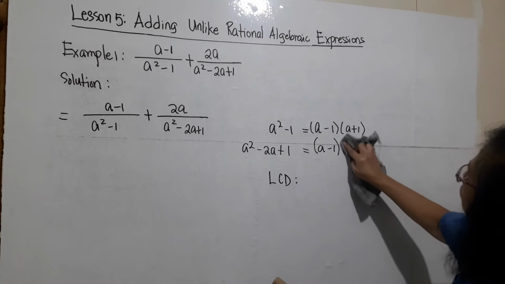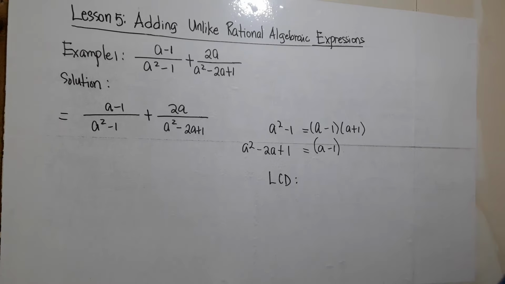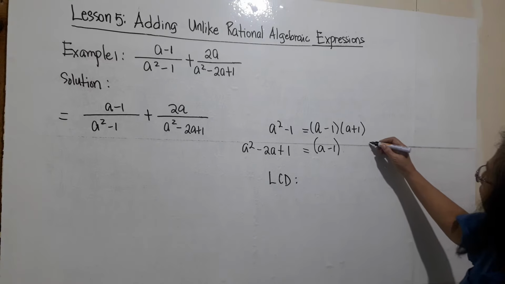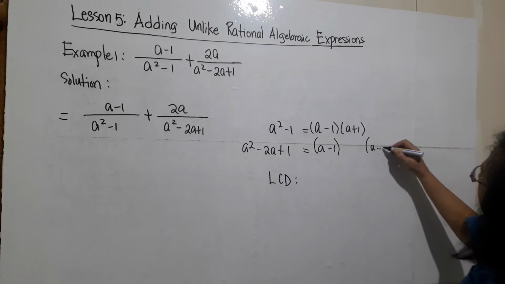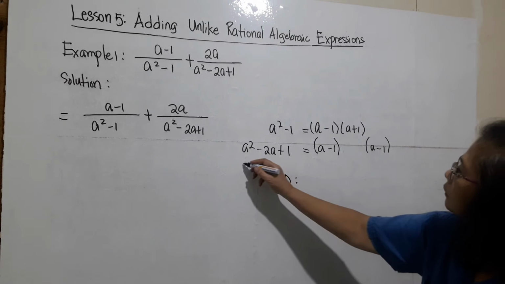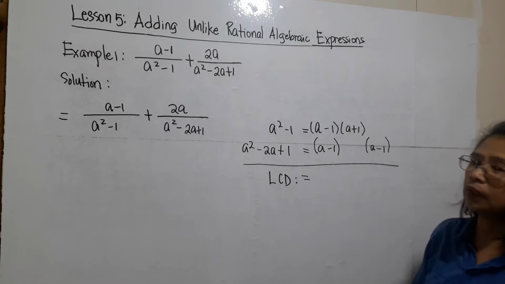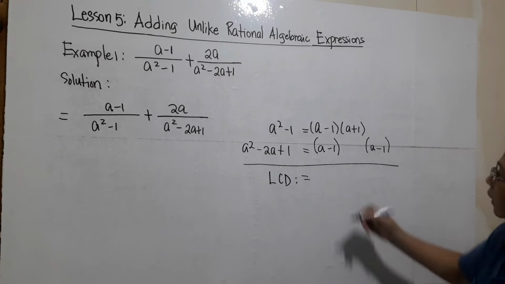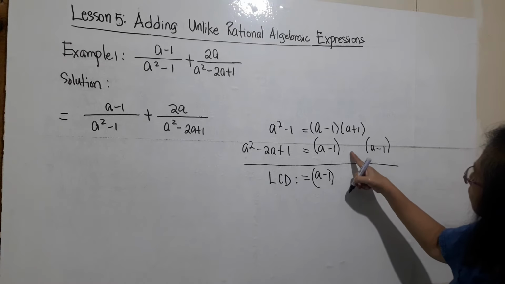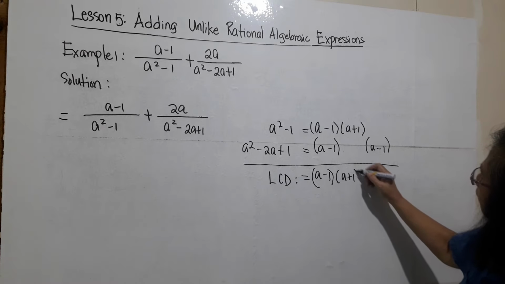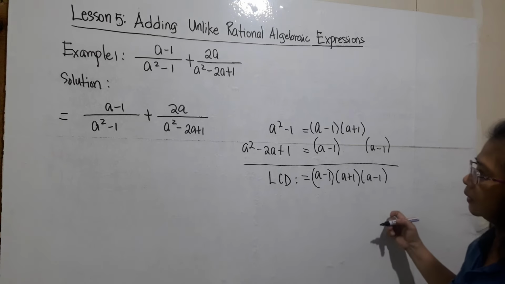We have to write the common factors in one line, or we have to align them. So the other factor of the trinomial should be written here. Therefore, if the factors are the same, we write the factor once only: a minus 1. Then, since there is no common factor, we just copy that. And here we have a minus 1. So this is now the LCD.